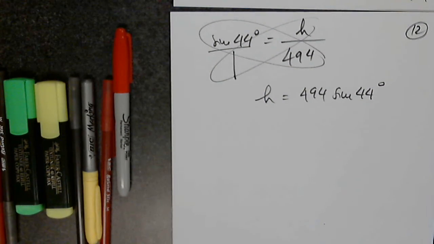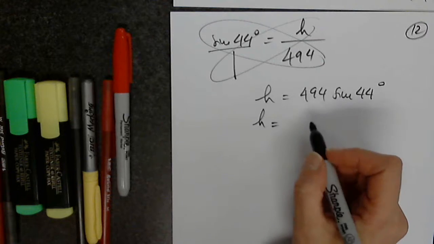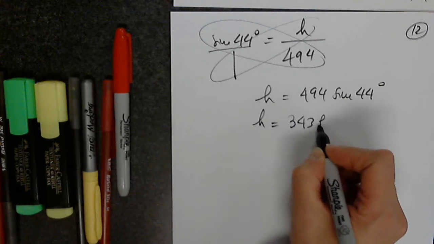Again, I'll put in the calculator. So I can multiply the answer that I have multiplied by sine 44. And that will be the best approximation. 343. So the height of the redwood, 343 feet.